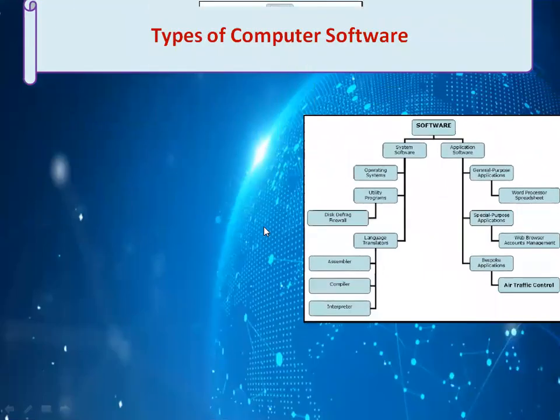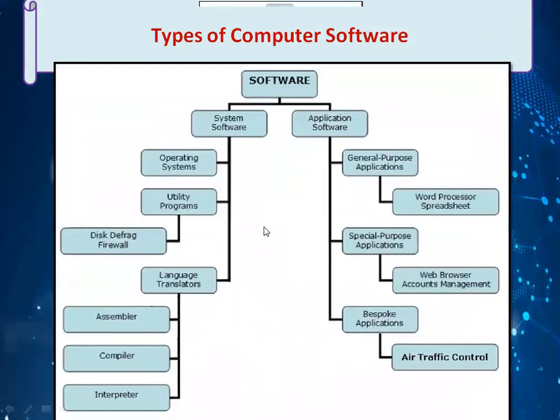Types of computer software. Computer software can be classified in two main types, system software and application software. The system software consists of operating system, utility programs, and language translator. Language translator is further classified into assembler, compiler, and interpreter.